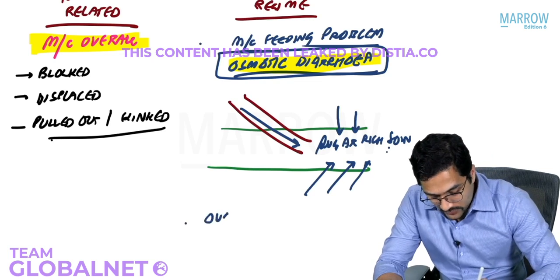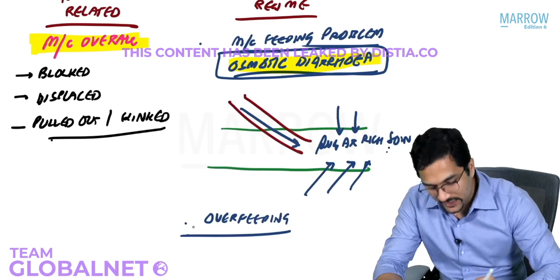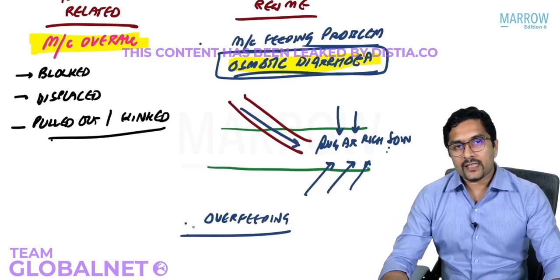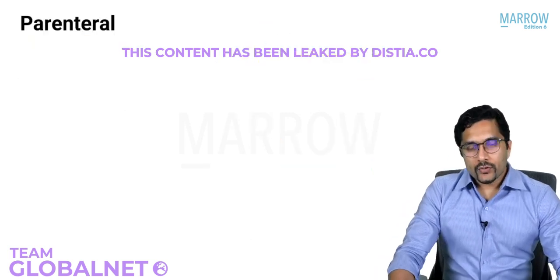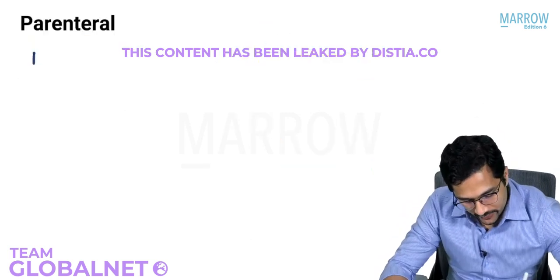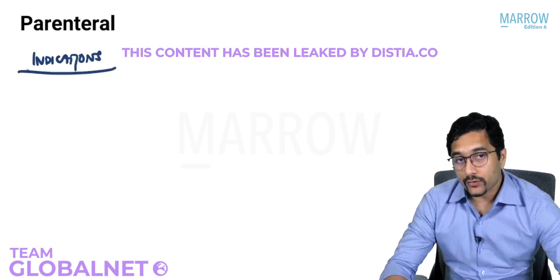The other problem is overfeeding, which is why we should gradually increase the feeds and not suddenly start the patient on large quantities of feed. So moving on to parenteral nutrition. What are the indications for parenteral nutrition? These are basically the contraindications for enteral nutrition as well.